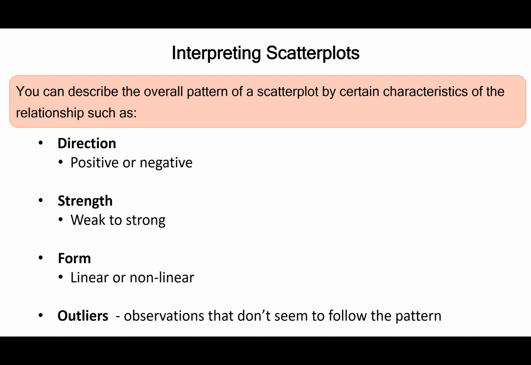Form is going to be less complicated than it sounds. We just want to know, is the relationship shaped like a line or is it not shaped like a line? And then it's usually worth noting outliers as well. So do we have observations that don't fit the pattern? That doesn't mean that you can get rid of them, but it is worth noting them and usually worth investigating them. It's worth finding out, why do I have this oddball data point, and exploring further from there. But you can't get rid of them just because you don't like them.